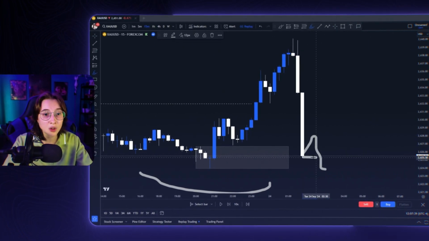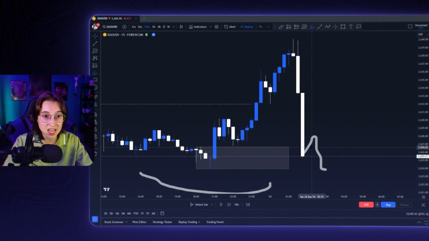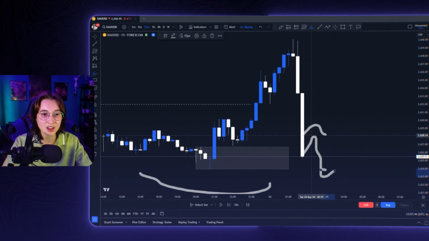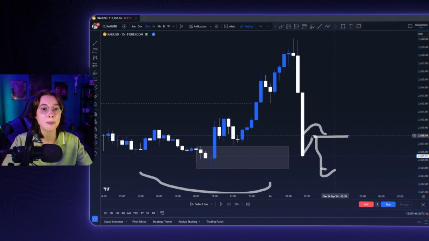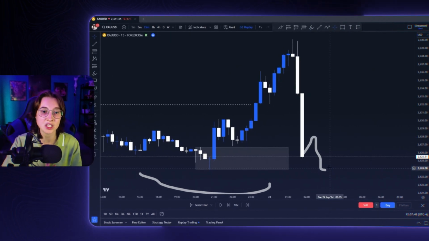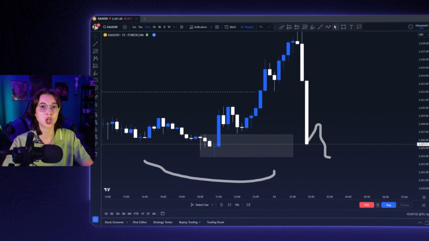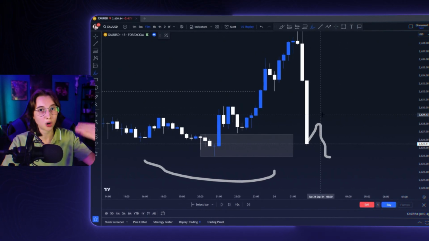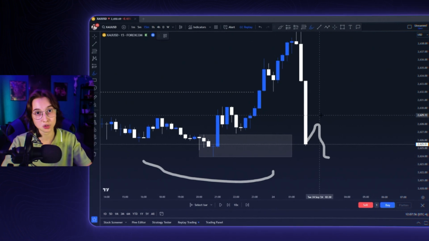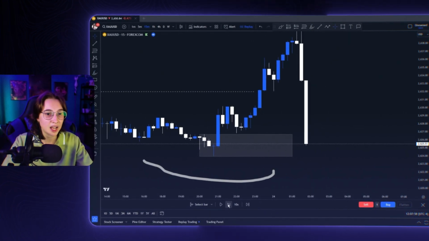Price pushes down, creates a break of structure to the downside, and then we will have a new range that we can break. By the way, some people call my break of structures change of character. For me, a break of structure is just a break of a previous high or low, a break of the previous range. So in this case, let's see what happened.